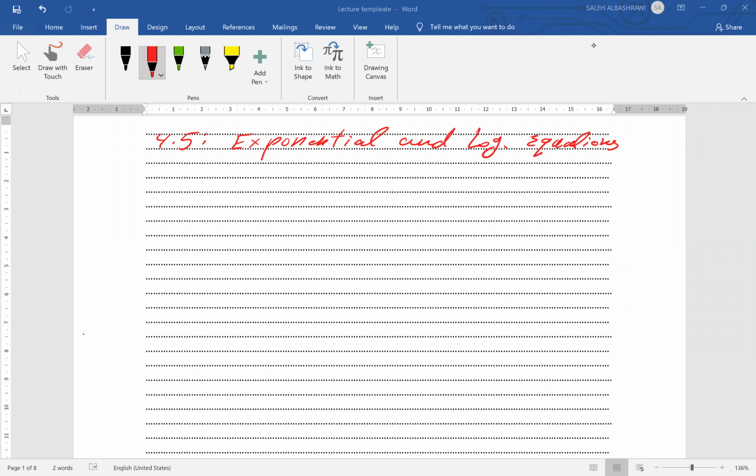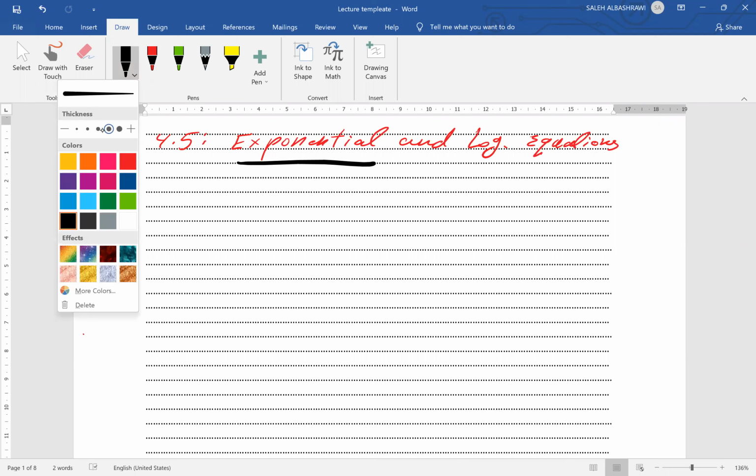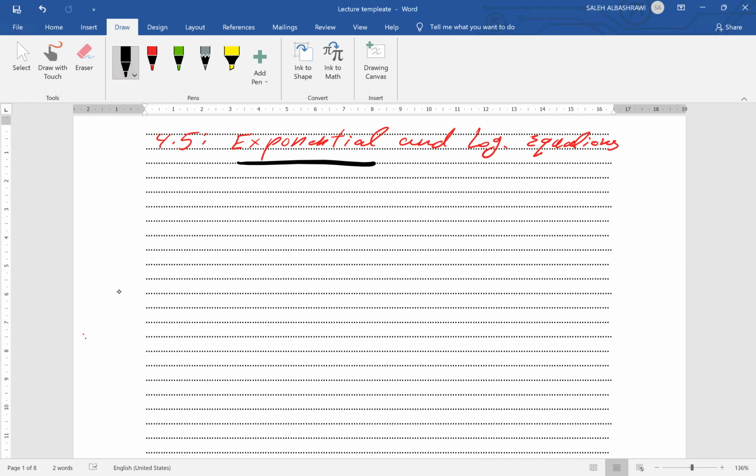In this section, we are going to speak about the exponential and logarithmic equations. We have two parts. The first part will be about the exponential equations, and the second part will be about the logarithmic equations. So starting with the exponential equations. For the exponential equation, we have one theorem, we call the theorem of equality. That will be the equality of exponent theorem.